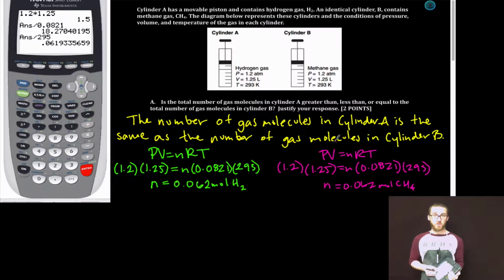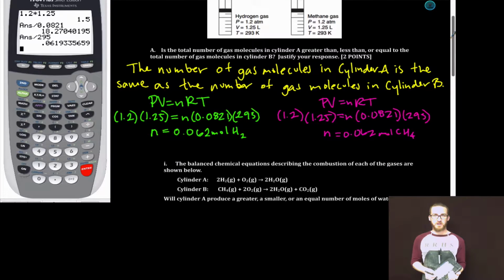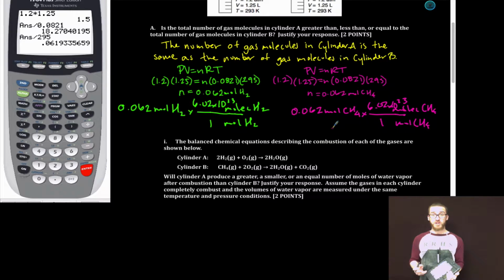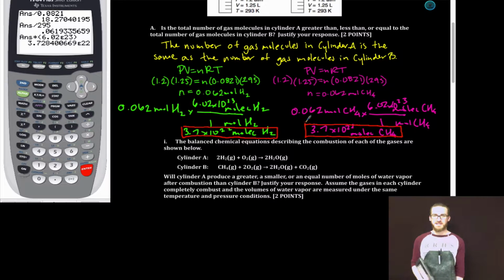Now be careful, we're asked to compare number of molecules. So to be super clear for your grader, let's be sure to show the calculation to molecules. To do that, in each case, we're just going to take our number of moles and multiply it by Avogadro's number. So in each case, notice I have justified mathematically that I have the same number of molecules in each of my cylinders. And anytime I can get away with mathematical justification, winning.